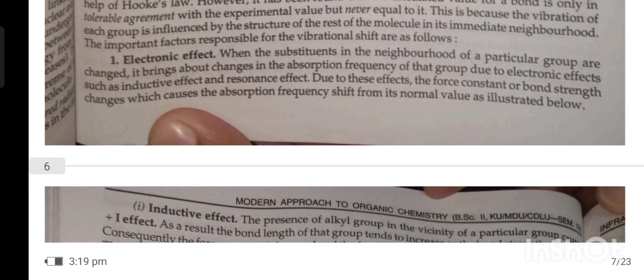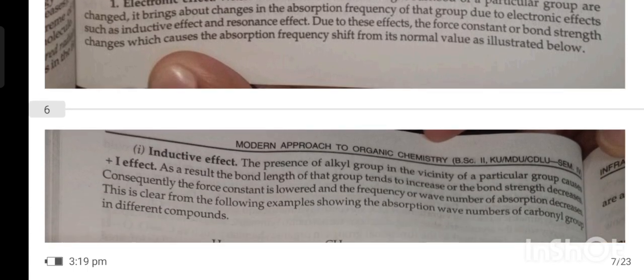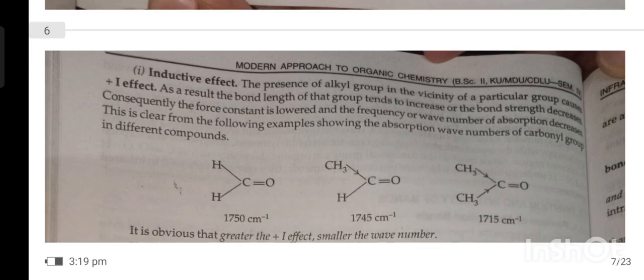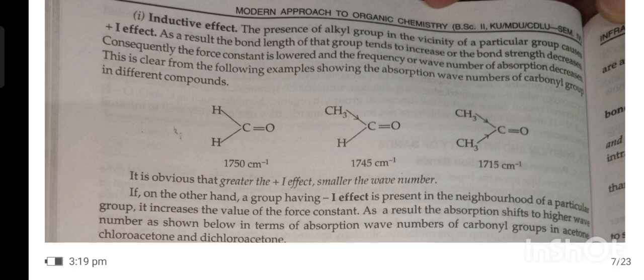First, inductive effect. The presence of an alkyl group in the vicinity of a particular group causes a plus I effect. As a result, the bond length of that group tends to increase or the bond strength decreases. Consequently, the force constant is lower and the frequency or wave number of absorption decreases. This is clear from the following example showing the absorption wave number of a carbonyl group in different compounds. It is obvious that the greater the plus I effect, the smaller the wave number.